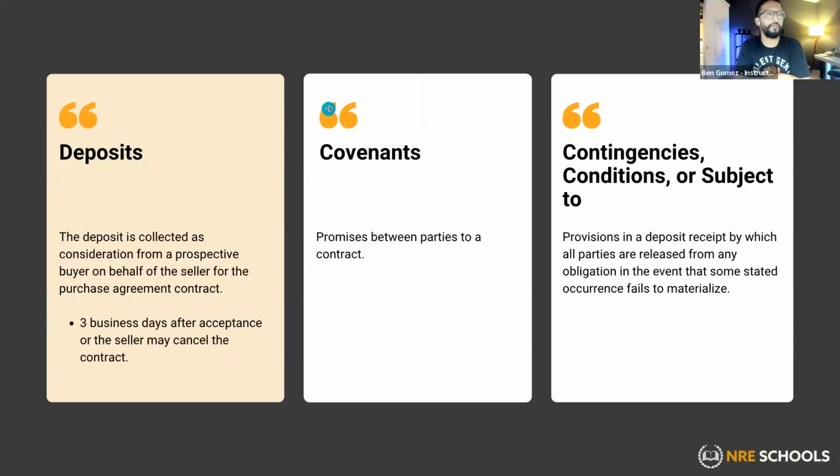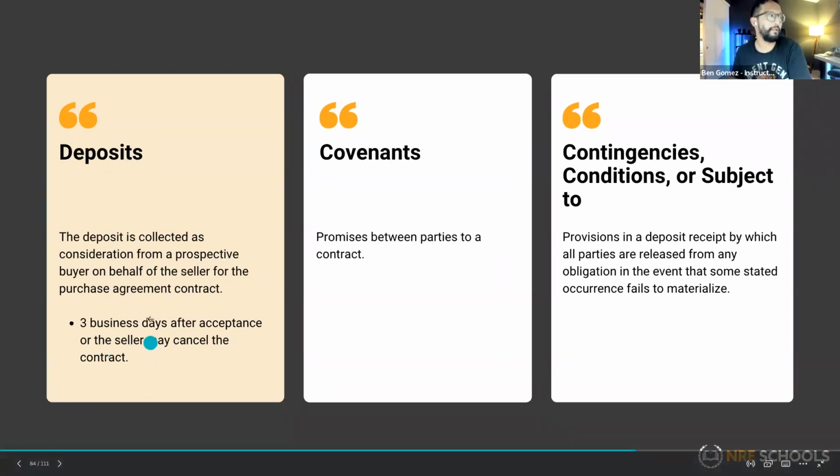All of our purchase agreements have something called a deposit. A deposit is typically 1% of the sales price. So if you're writing an offer on a $500,000 piece of property, typically an earnest money deposit, also known as an EMD, or good faith deposit, that amount is collected upon acceptance. That money is placed in escrow within 3 business days after acceptance, or the seller may cancel.